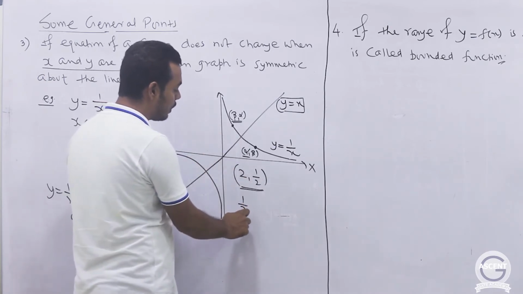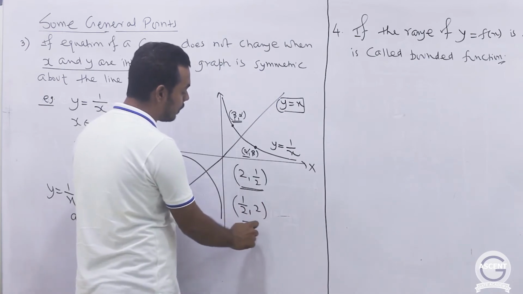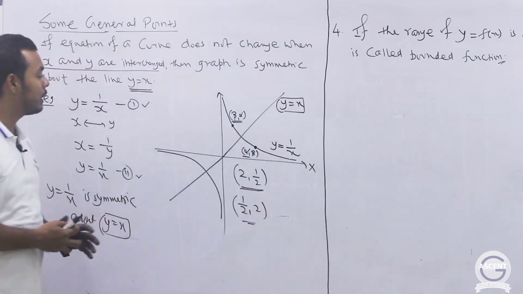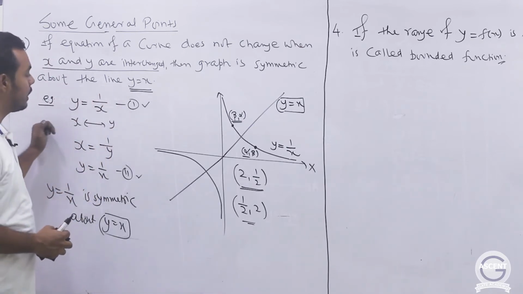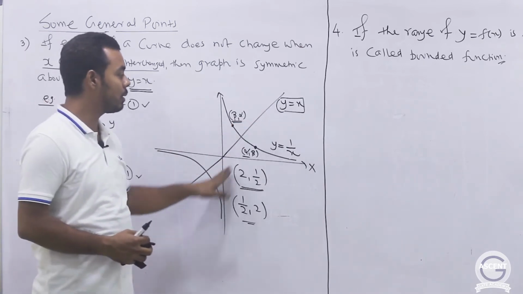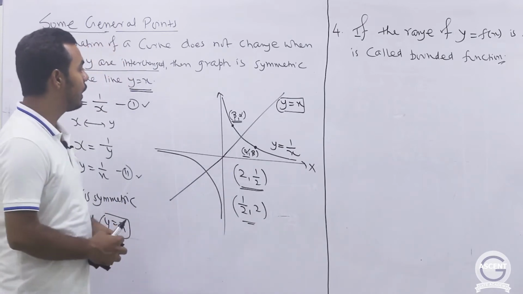If x is 1 by 2, then what is the value of y? 2. Okay, so this is again a very important concept. If you interchange x and y and you are getting the same equation, then the graph must be symmetric about this line y equals x.